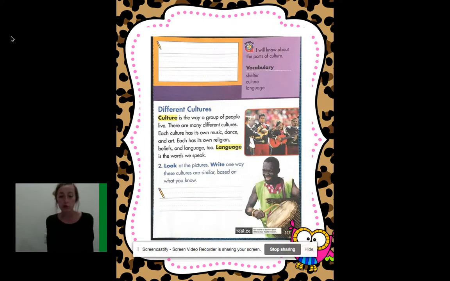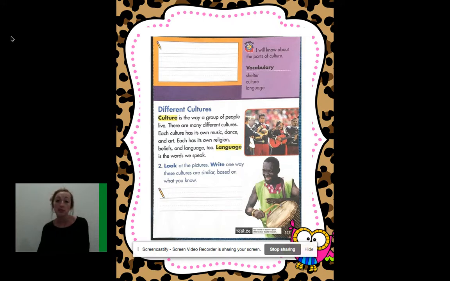Different cultures. Culture is a way a group of people lives. There are many different cultures. Each culture has its own music, dance, and art. Each has its own religion, beliefs, and languages too. Language is the words we speak. So some of us speak different languages, and that's awesome. Some of us only speak one language. Miss Matlock only speaks one language. I would love to learn another language, but I have not. So different cultures can speak different languages as well.